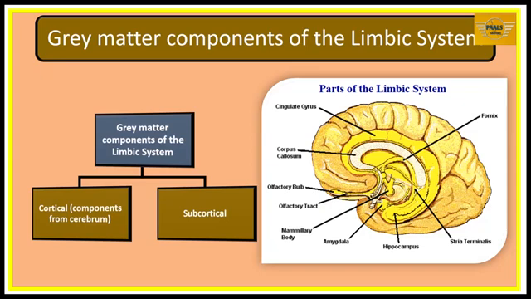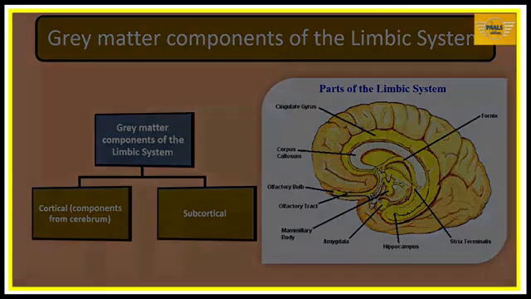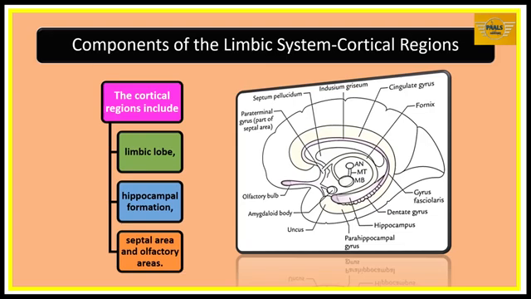This can be broadly divided into one, the cortical components, which are structures from the cerebrum, and the subcortical components. These are structures from the mesencephalon and the diencephalon, structures below the cerebral cortex. We will further classify some of the components from the cortical region. For this region, we also have three major areas: the limbic lobe, the hippocampal formation, and the septal and olfactory areas.